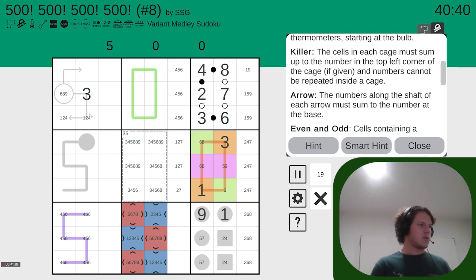Hopefully this doesn't break right now. This cannot be the 6. Because if this is the 2 and the 1, this would have to be either the 4 and the 2, or the 5 and the 1. Which are both not possible, because the 2 would have to be used here, and the 1 would have to be used here. So that can't be the 6.